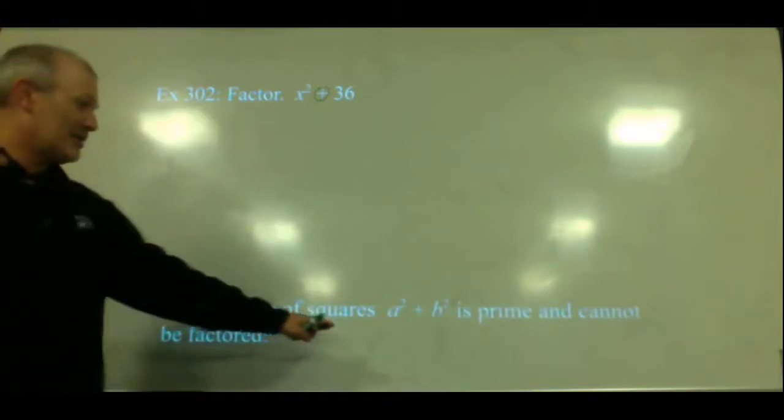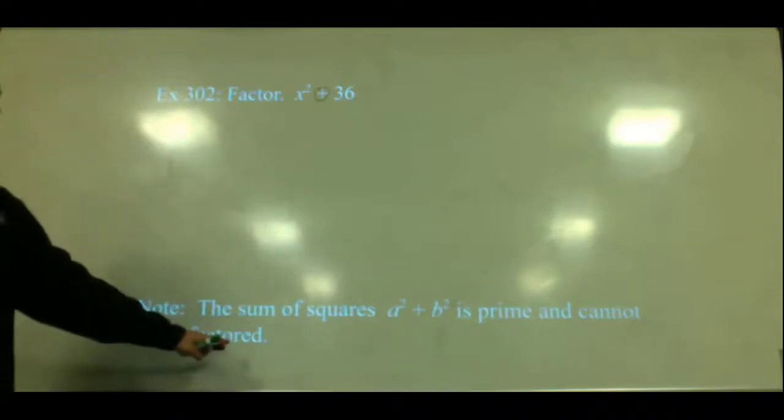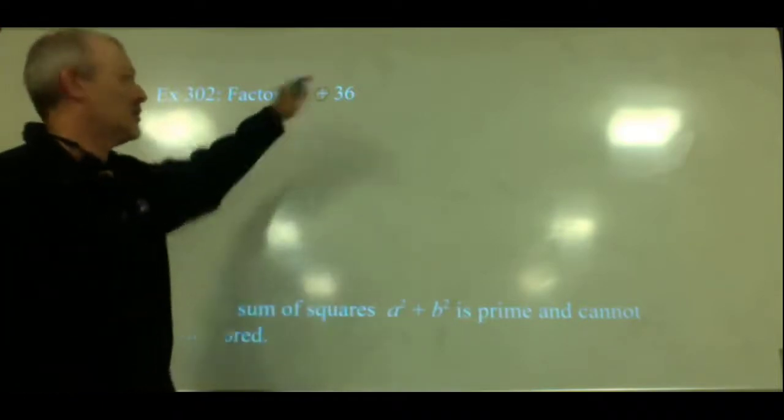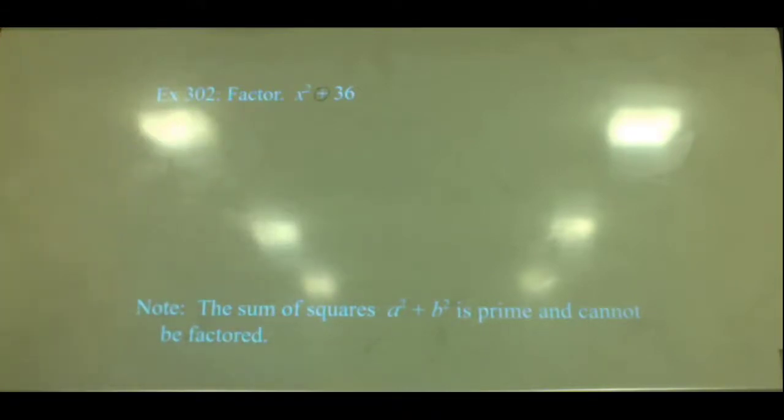In fact, I think it's on your notes here. Notice the sum of squares is prime. Cannot be factored. So if you ever see 2 terms but it's a plus in the middle, I would look for a greatest common factor, but that's it. There's nothing else you can do with it. If it's a quadratic.